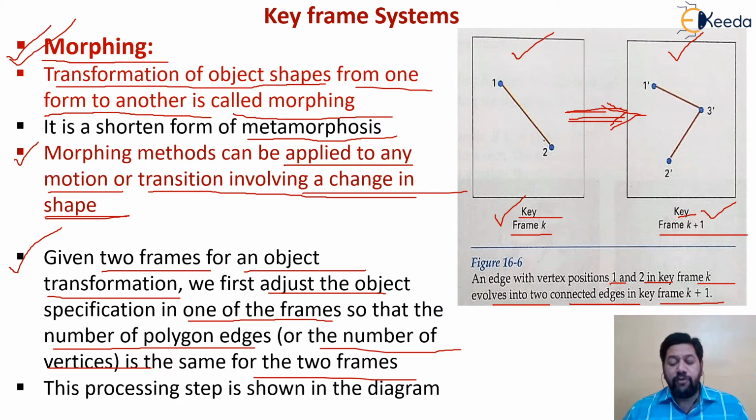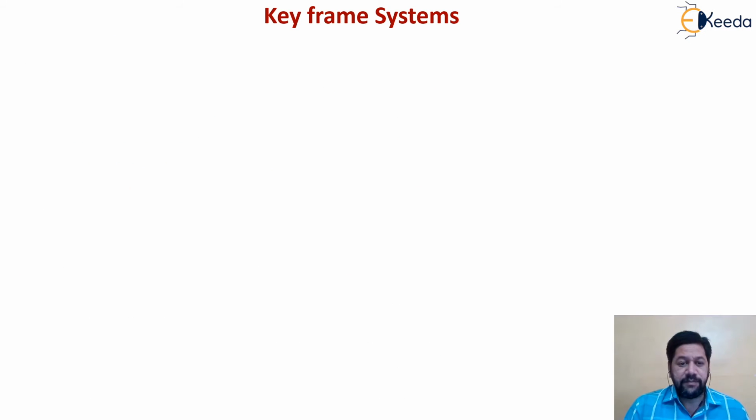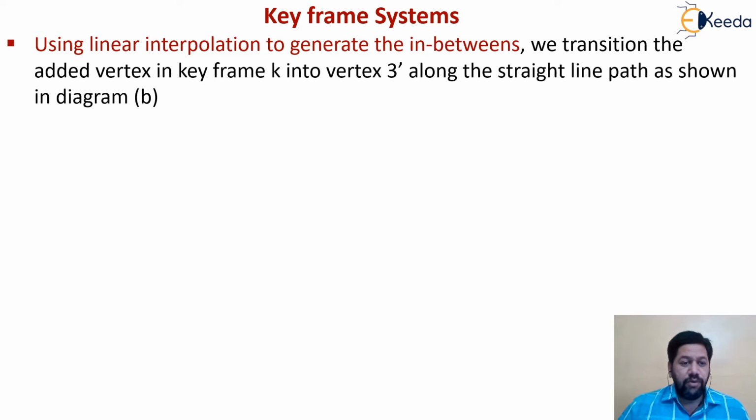So what I have to do is add in between frames. I cannot show that directly. Maybe I consider this as a straight line, with this triangular shaped line converted directly to this. So I have to add an in between frame. Let us understand how we are going to achieve this. We have to use linear interpolation, so using linear interpolation generates in between frames.